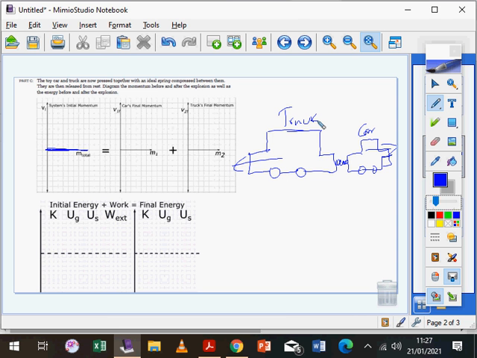The mass of each one. So the mass of the truck has to be 3, right? And the mass of the car has to be 1. So if you know that, you know the velocity for the other one. Which one is positive? The car is positive. So I need to figure out what area to use here such that it's less than this one.